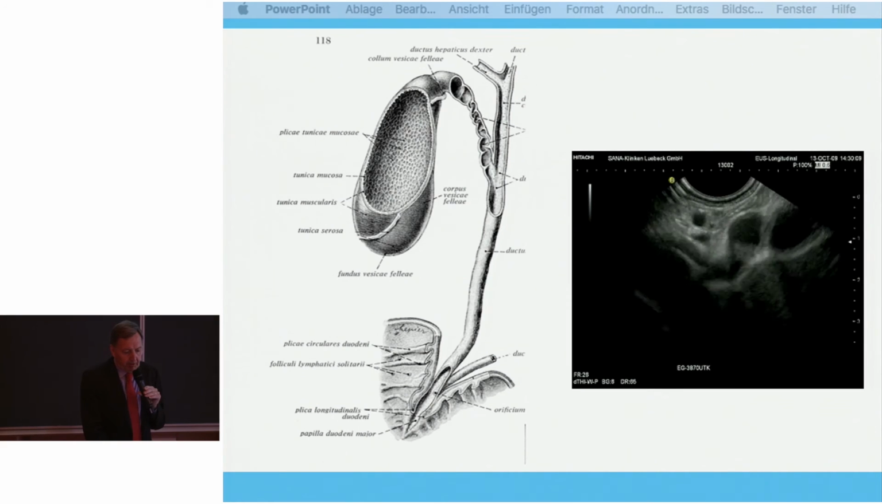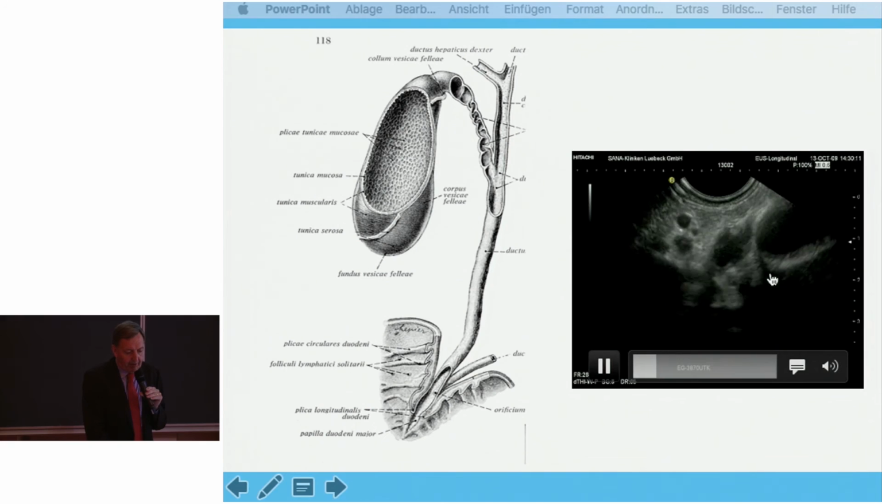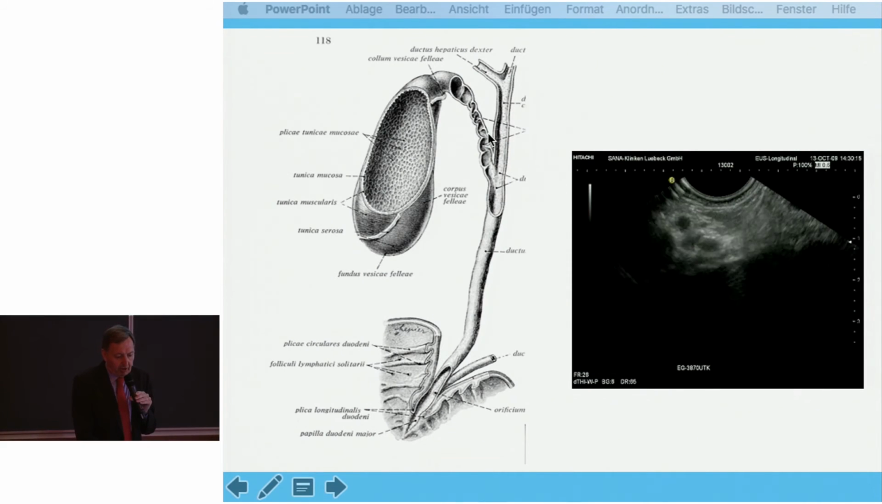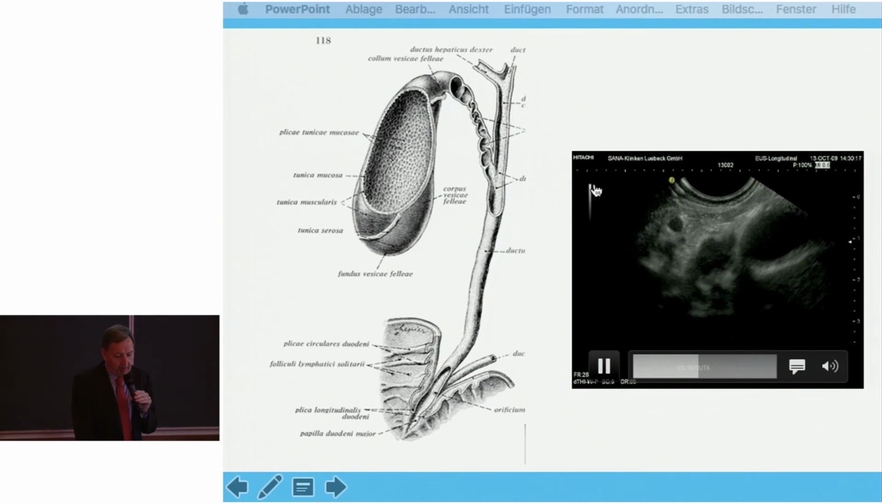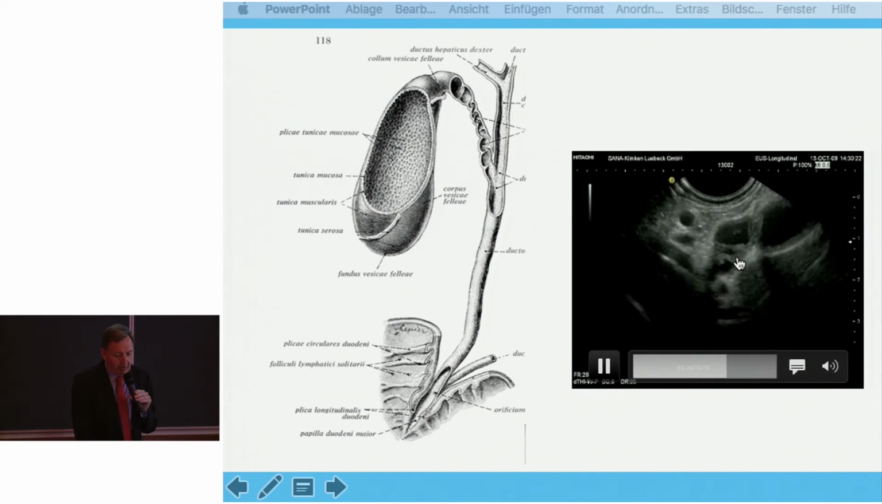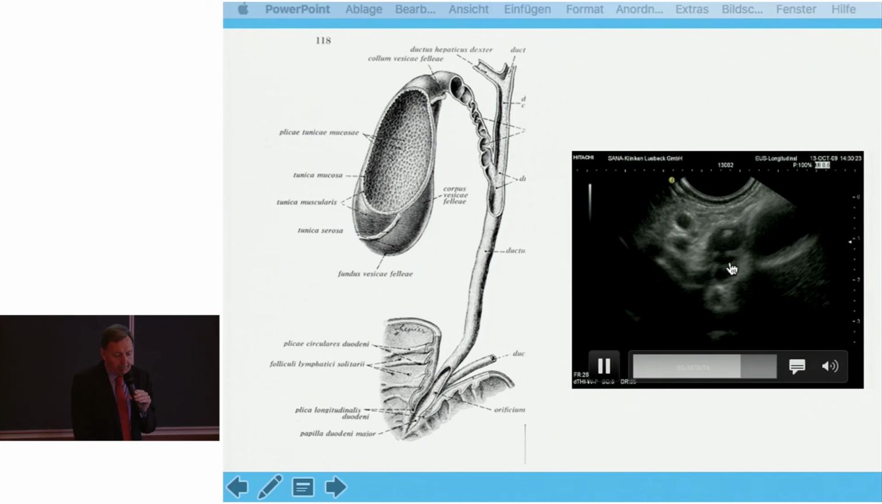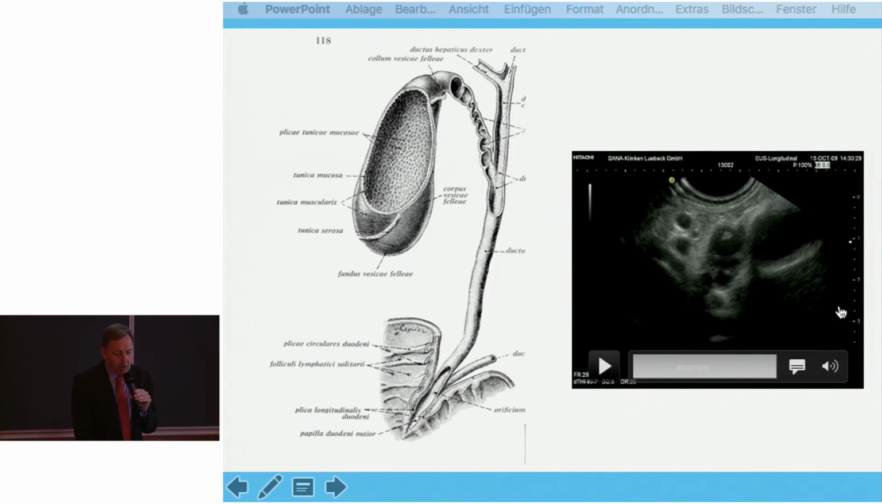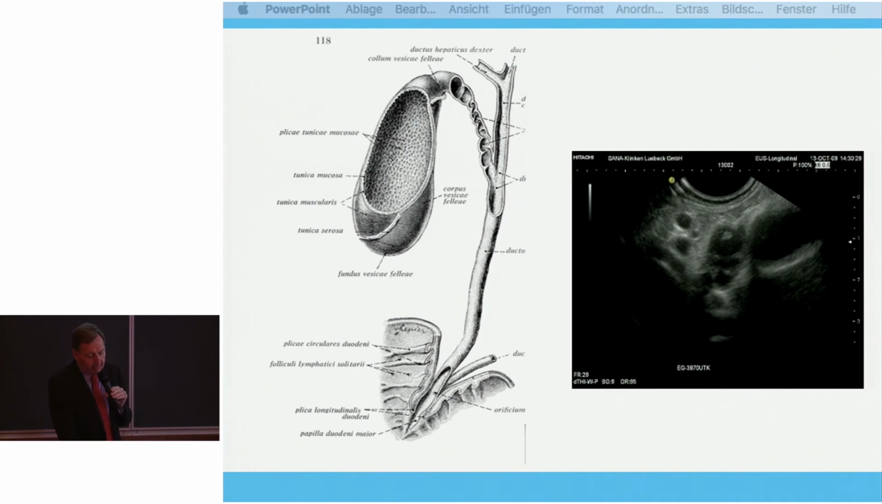Another typical image are the Heister valves within the cystic duct. You see here the anatomical image of the so-called Heister valves. It's very easy, but you can mistake this for a polyp, but this is a normal anatomical structure.